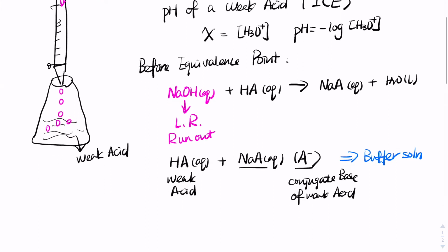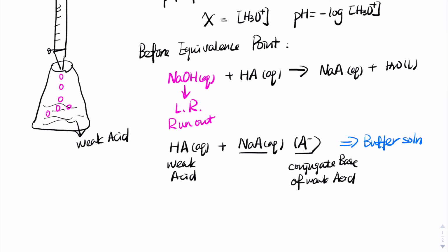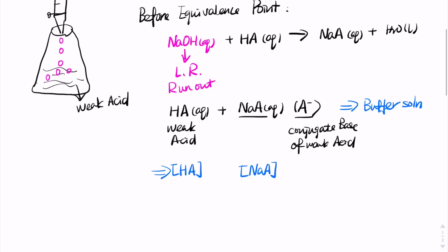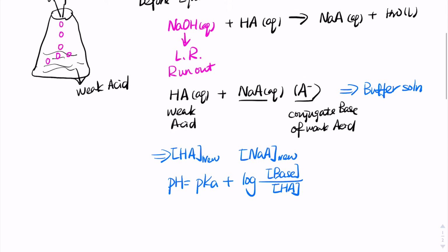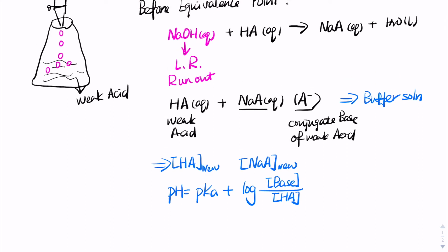So for this buffer solution, of course, you have to calculate the concentration of these two. After the first step, you calculate the concentration of both. Then you can calculate the pH of this buffer with the Henderson-Hasselbalch equation, very convenient. Then you can use the base over the acid concentration. Remember, these two are the new concentrations. It's not what the question provided. You have to do a stoichiometric calculation here.